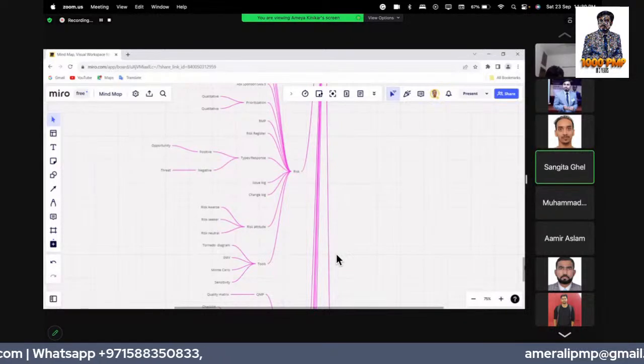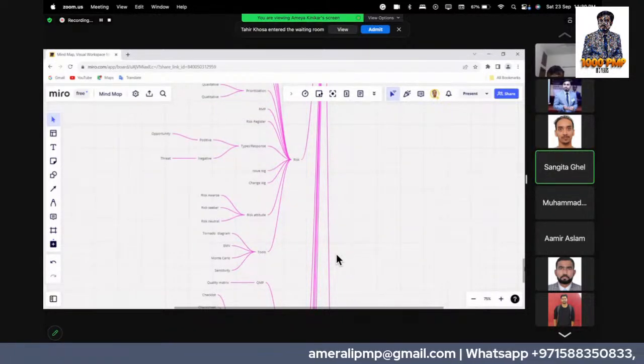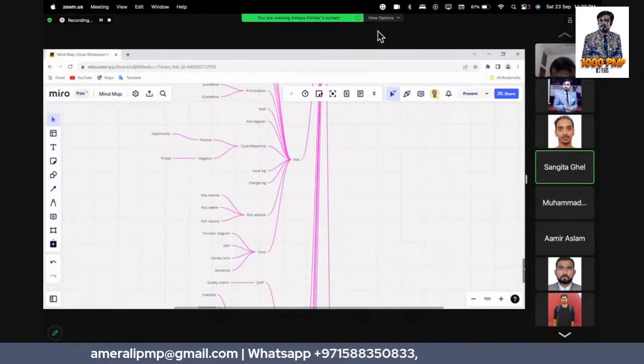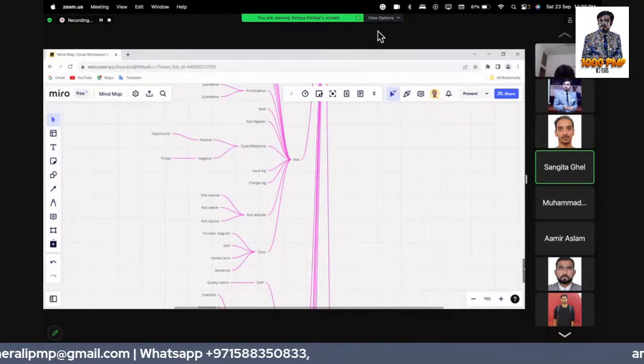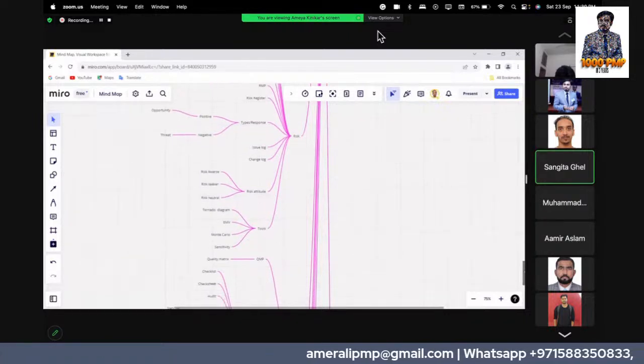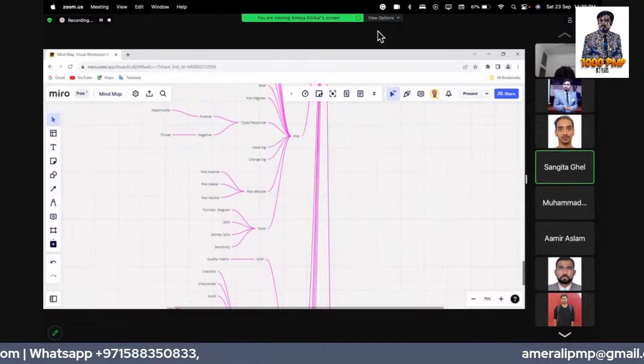simulation, Monte Carlo analysis. And next, moving to risk response. Once risk is identified and prioritized, we have to respond to those risks. In risk response, for positive risks we have exploit, enhance, and share. Whereas for negative risks, the responses are avoid, mitigate, and transfer.